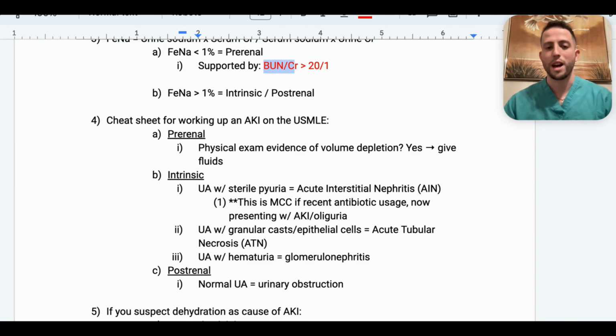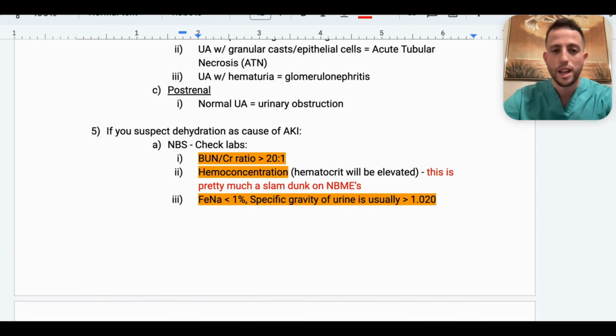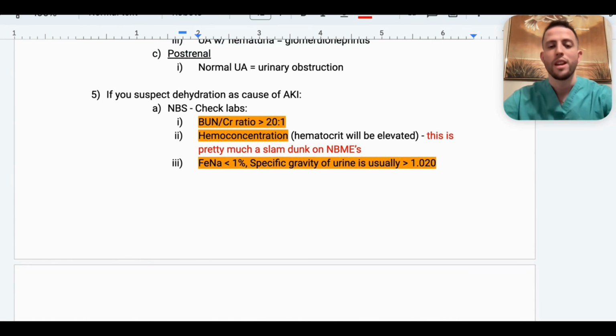If the UA has sterile pyuria, you're thinking acute interstitial nephritis, also known as AIN. This is the most common cause if there's recent antibiotic usage, changes in medications, and now presenting with AKI and oliguria. If you check the UA and there are granular casts and epithelial cells, you're looking at acute tubular necrosis. If the UA shows hematuria, you're thinking glomerulonephritis. For post-renal AKI, the UA is going to be normal, usually indicating a urinary obstruction such as BPH.